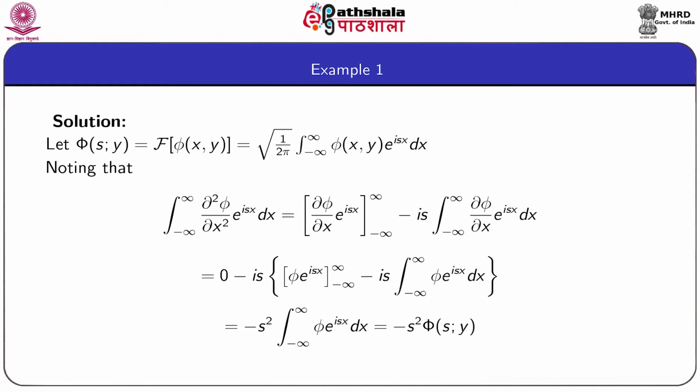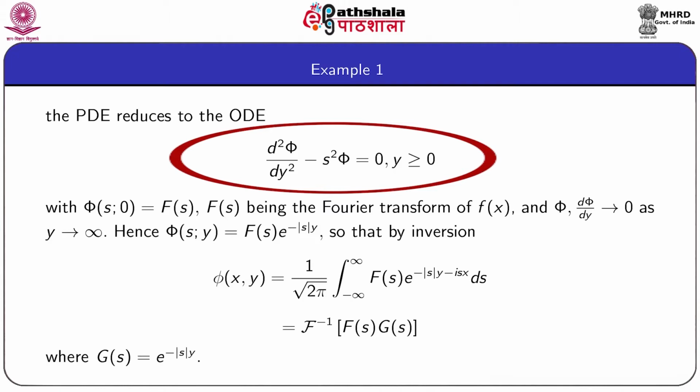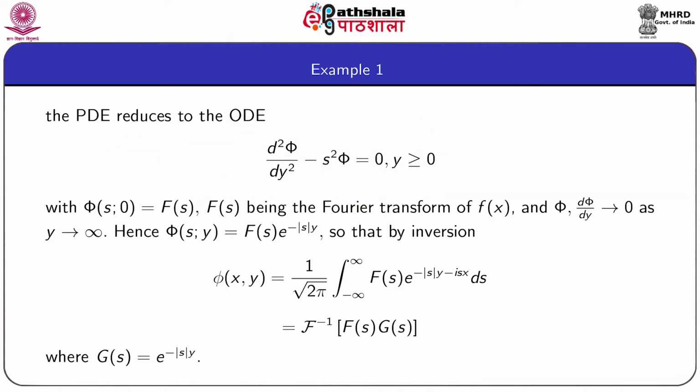Now, using this result, we obtain from the Laplace equation after taking its Fourier transform that the partial differential equation reduces to an ordinary differential equation given by d²Φ/dy² minus s² Φ equal to 0, where y is positive.